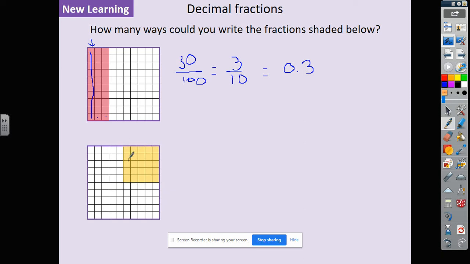Now looking at this one, let's see how many are highlighted. I've got 1, 2, 3, 4, 5, so 5, 10, 15, 20, 25 out of the 100. I can't easily put that over 10 because it's not nice and neat in the columns like these. But I can write it using my place value, because it's in the hundredths column. So it's going to be 0.25.